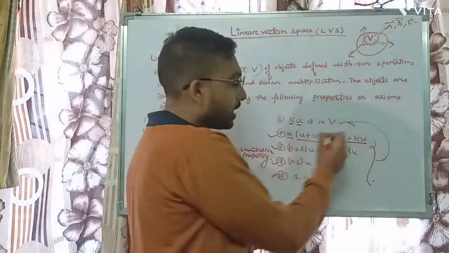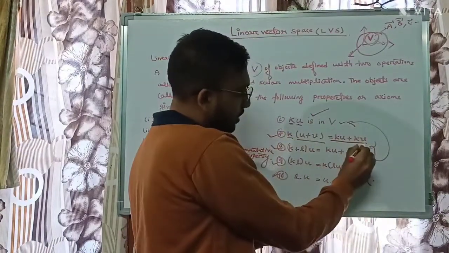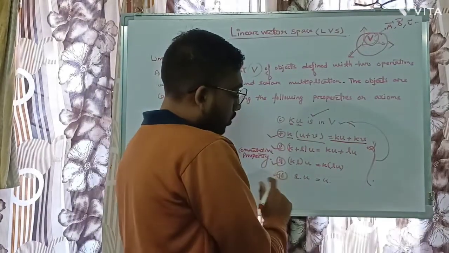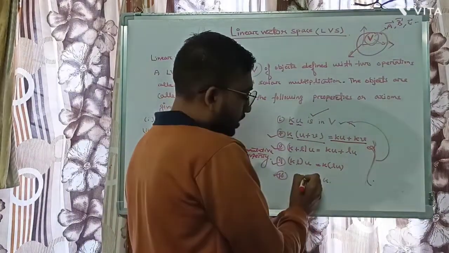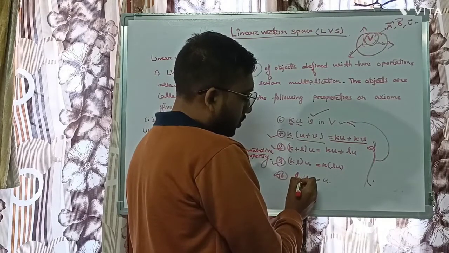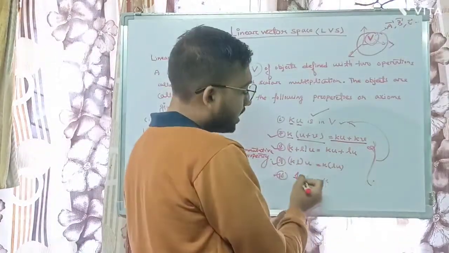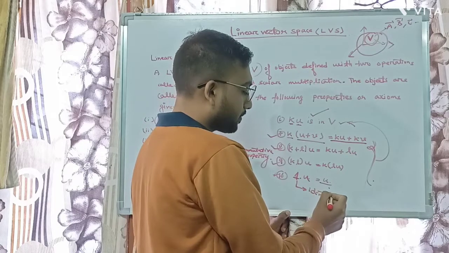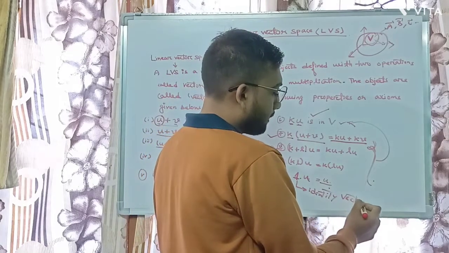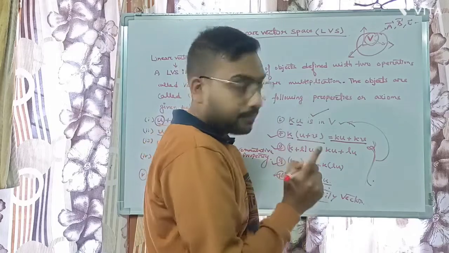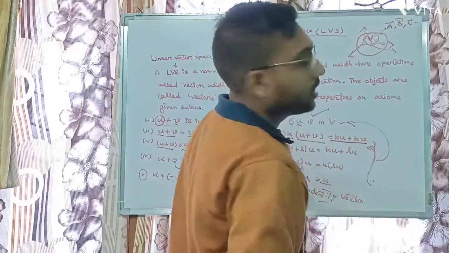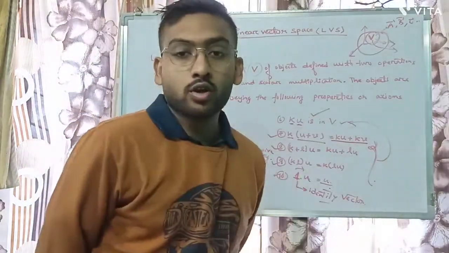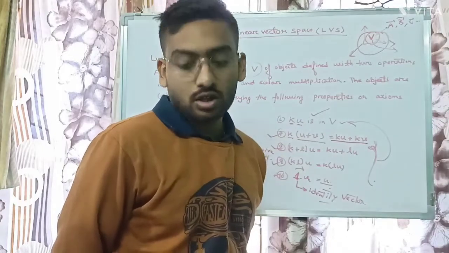As we are multiplying with a scalar, if this is satisfied, then the next one must be satisfied. The last property says that if I multiply the vector u with an identity element, then it must result in the vector itself. This is known as the identity element, and it must be present inside V. We are going to take some examples to check whether a set V can form a linear vector space or not.